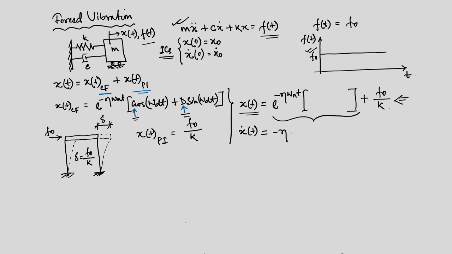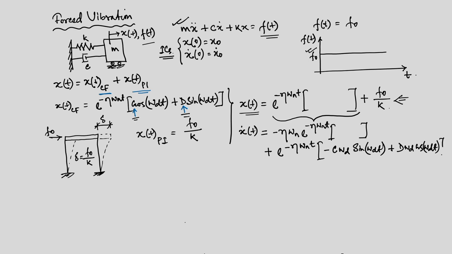So, minus eta omega n e to the power minus eta omega n t, then the third bracketed term, which I am not writing for the moment, plus e to the power minus eta omega n t, then within the third bracket, we have the first term, that is minus c omega d sin omega dt plus d omega d cos omega dt. And if we differentiate this second term, obviously that will be equal to 0.